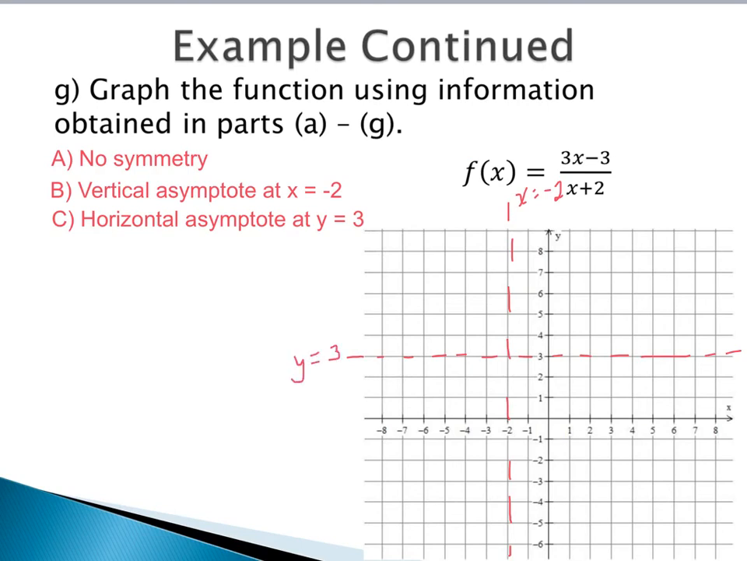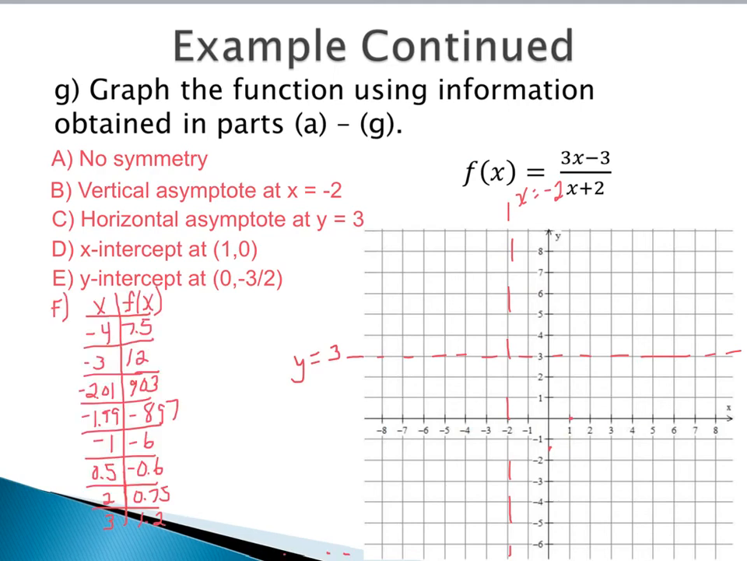Next, we found that there was an x-intercept at 1, 0. So we want to plot that. Then we found that there was a y-intercept at 0, -3/2, so -1.5. And then last was our table of values. So as we can see so far, just from the information that we have, our vertical asymptote separated our graph into two halves, right, to the left of it and to the right. Using just the information that I obtained from parts A through E, we only really have what's happening with the graph to the right of the vertical asymptote.